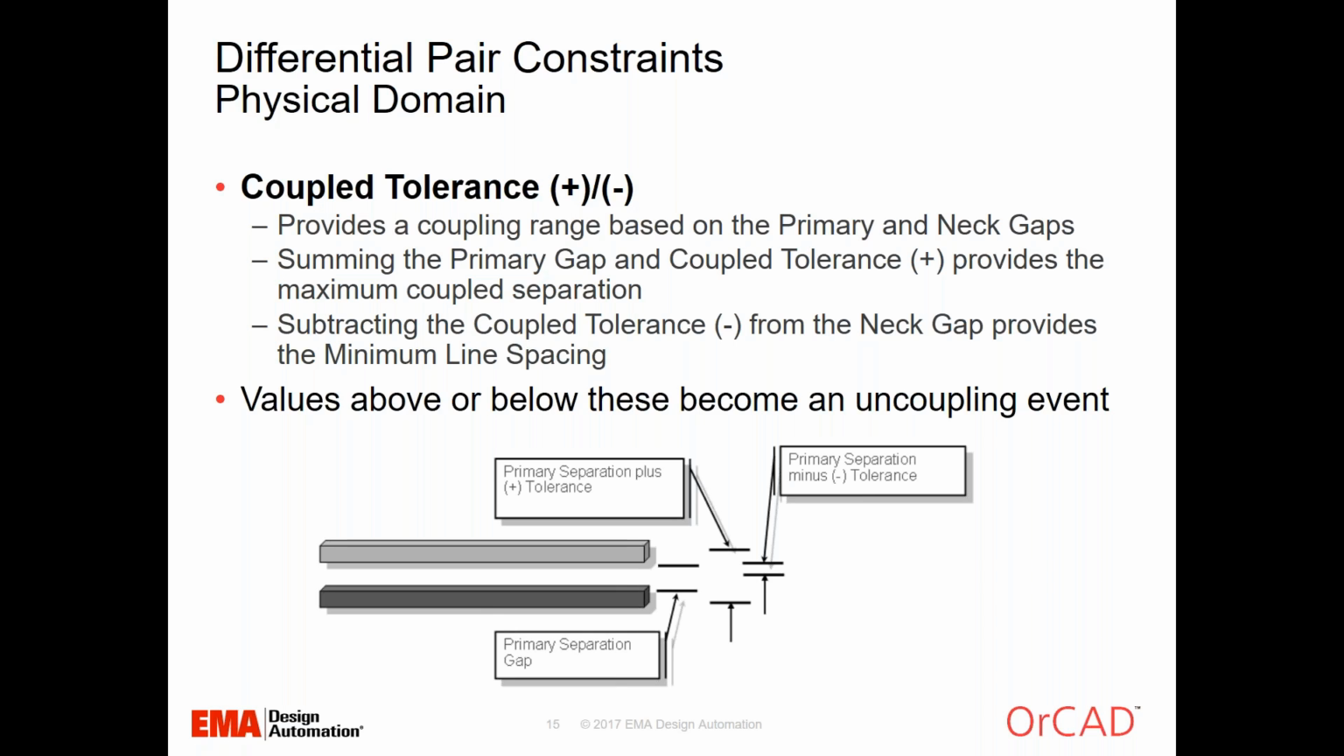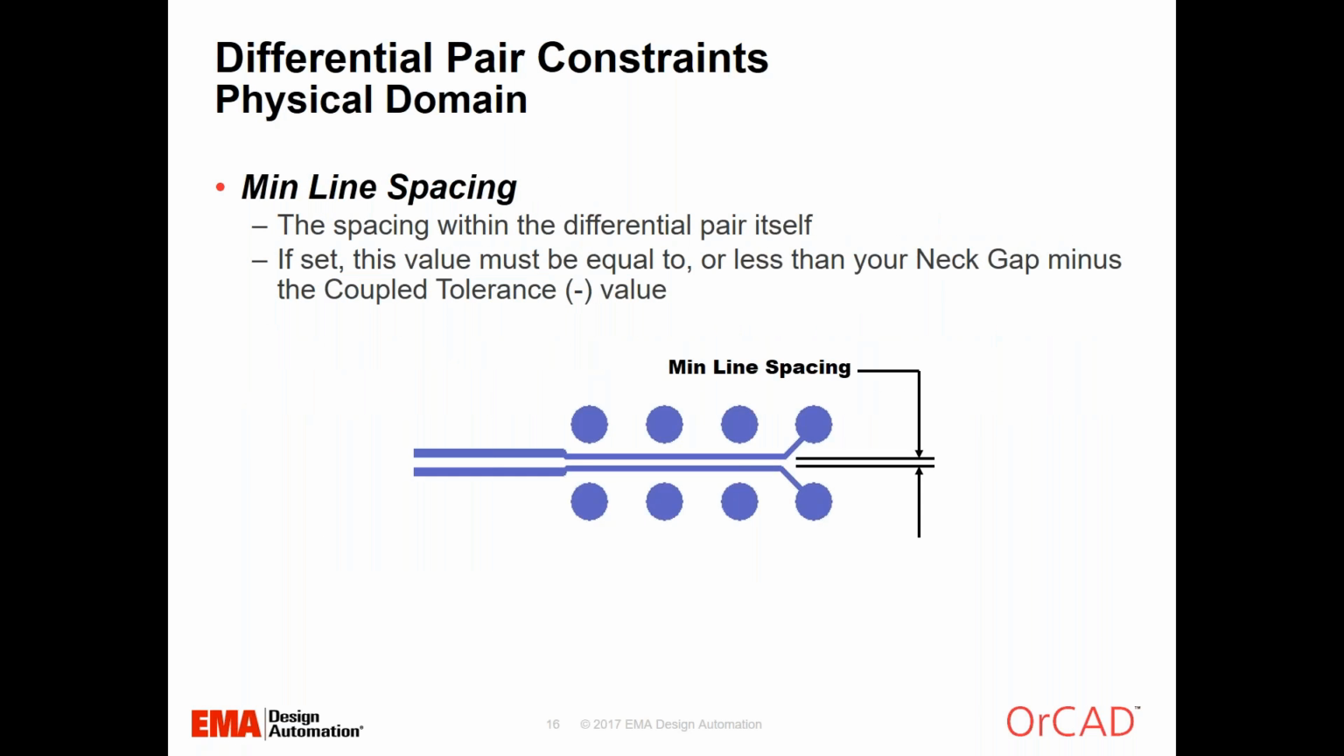The coupled tolerance rules allow the edge-to-edge spacing to deviate from the primary gap and still remain coupled. This is typically required in diagonal routing, where the gap will vary just slightly from the primary rule. Any spacing found within the range of the primary gap plus the positive coupled tolerance and the net gap minus the negative coupled tolerance is considered to be coupled.